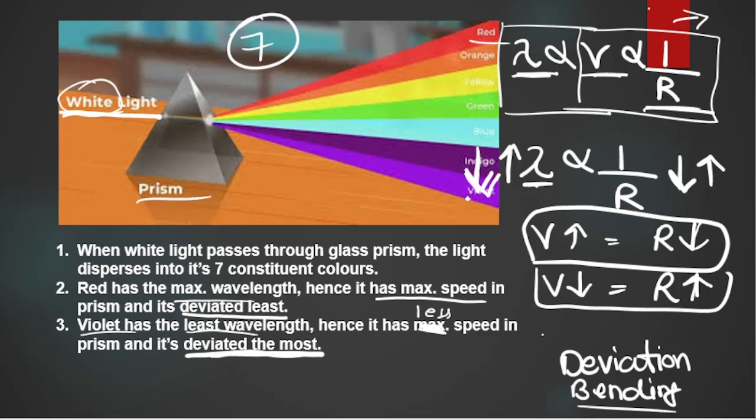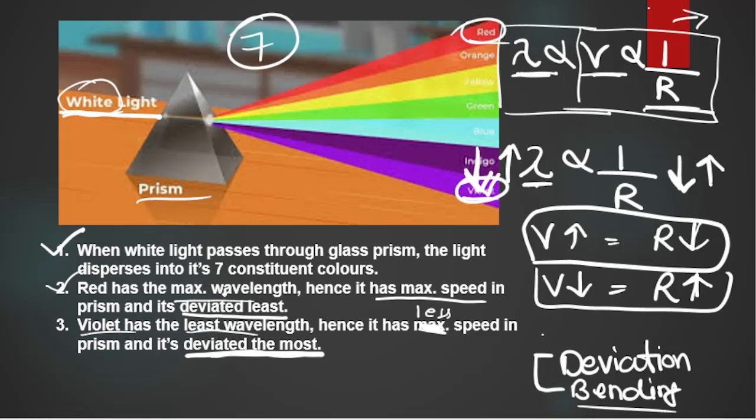So now if someone asks you why VIBGYOR is in this sequence, why red is in the top, VIBGYOR at the least, so you will tell them that you will first write this, that wavelength is directly proportional to velocity, inversely proportional to refraction, और refraction को आप बोल सकते हो deviation और bending. Because what is refraction? Refraction is just bending of light ray. Then आप पहले ये वाला पॉइंट लिखोगे, when white light passes through glass prism the light disperses into its 7 constituent colors.